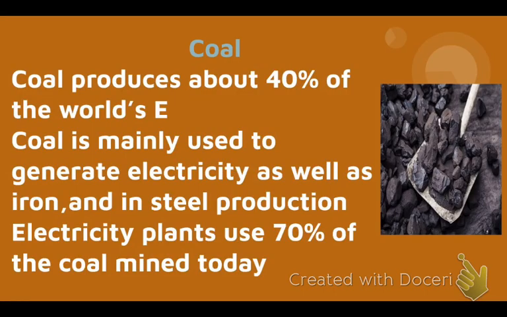Okay, so coal is the first fossil fuel that we are going to look at. Coal produces about 40% of the world's energy. That's almost half. So most of our energy comes from coal. Coal is mainly used for electricity, but they also use it a lot in iron and steel production. The biggest thing to know from this slide is that most of our energy comes from coal.